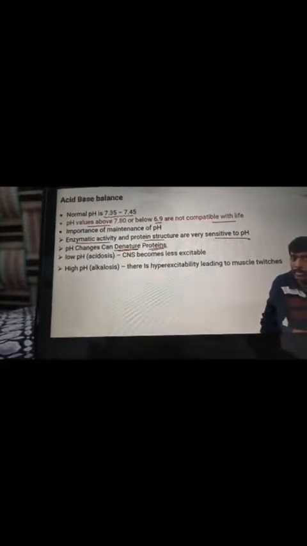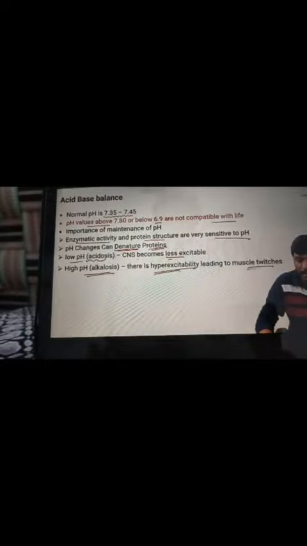Not only that, our most important central nervous system, if it is acidosis, that is low pH, CNS becomes less excitable. In alkalosis, remember alkalosis is always hyperexcitability. That is why in high pH alkalosis, there is hyperexcitability leading to muscle twitches. So enzymes can be affected, central nervous system can be affected. How to critically keep this H plus ion concentration in check?